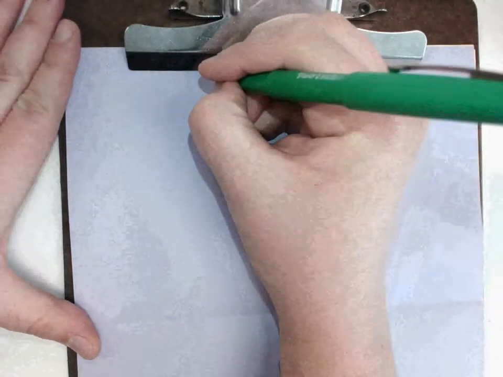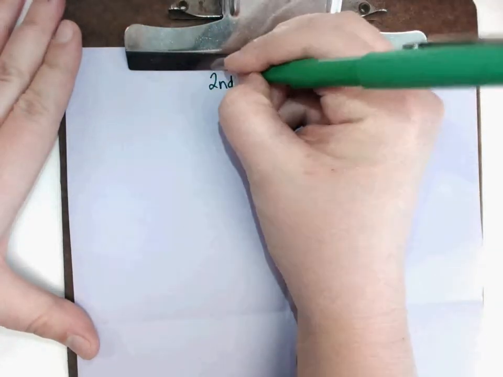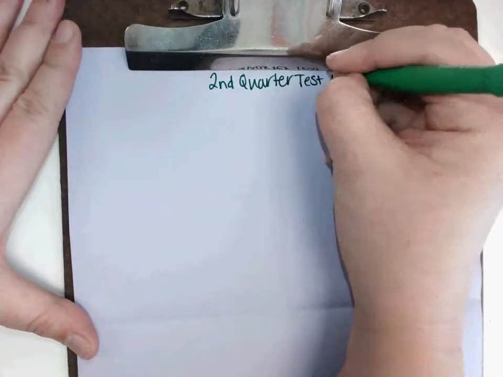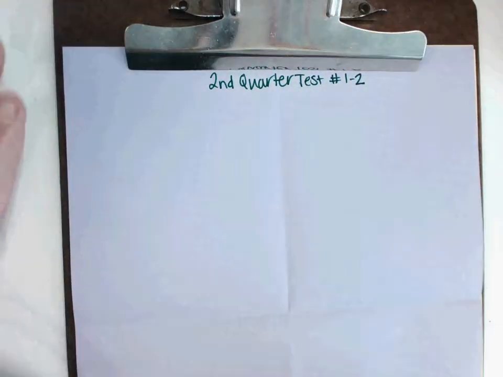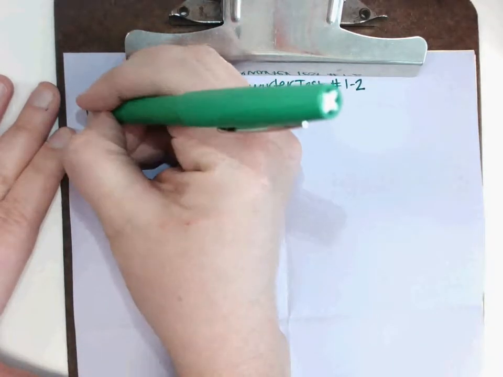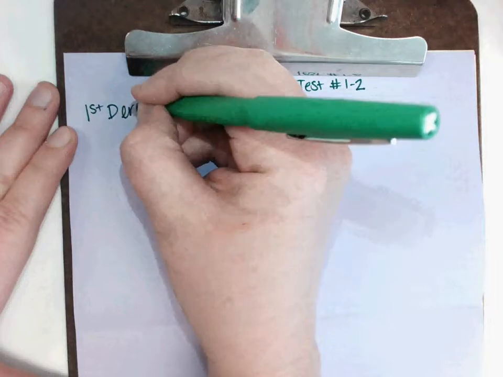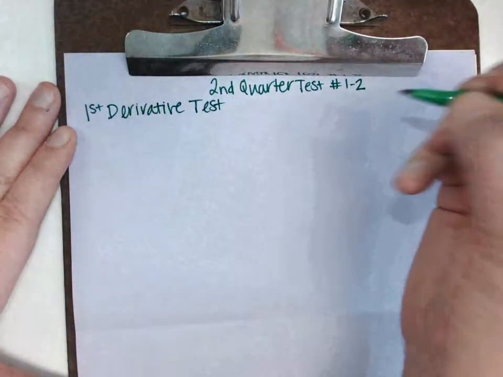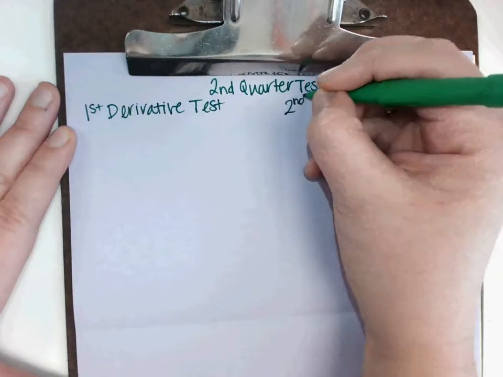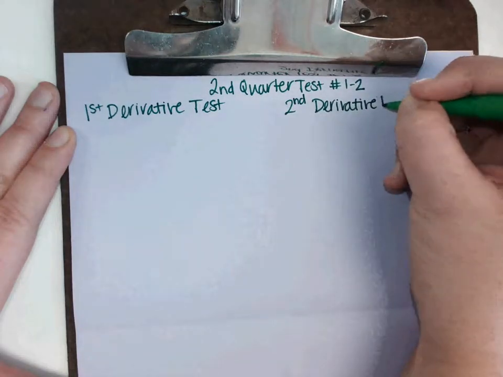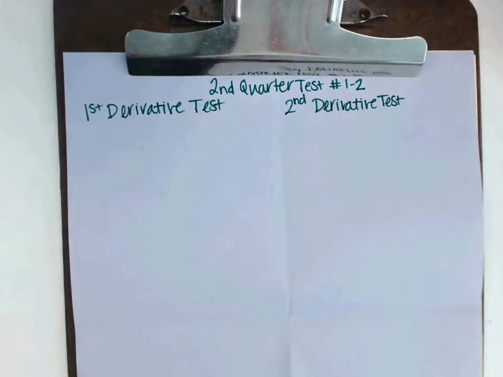Okay guys, we are going to make your second quarter test 1 and 2 cheat sheet. So top left hand corner, we are going to put the first derivative test. Then we're going to do the second derivative test. Let's write out the steps for how you do it.